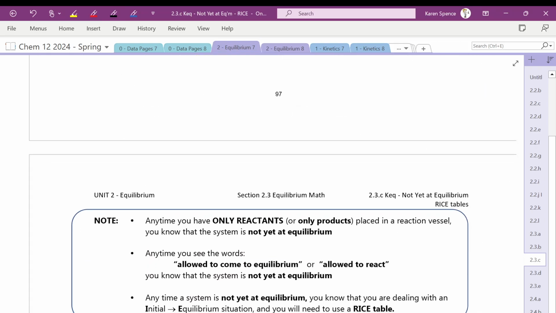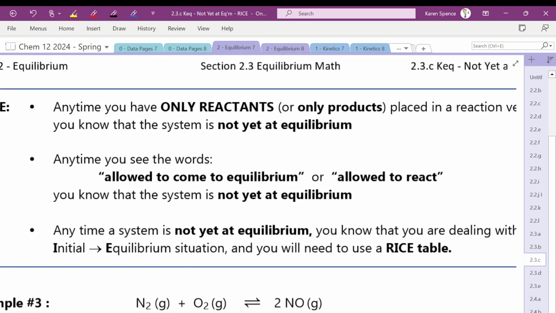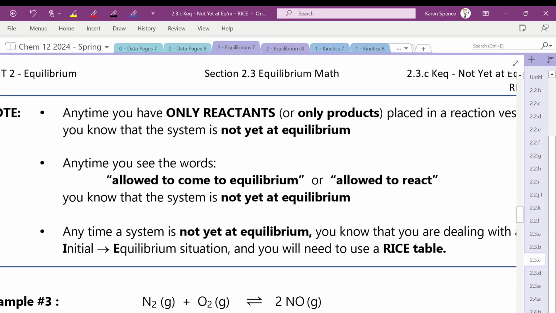Excellent. Let's try another one. Now, part of the problem is what's going to happen on the test and on the quiz: sometimes you'll be given a situation where you're already at equilibrium. Sometimes you'll be given a situation where you are not yet at equilibrium. You need to be able to tell the 2 questions apart by reading them. So here is the hint that you need a rice table.